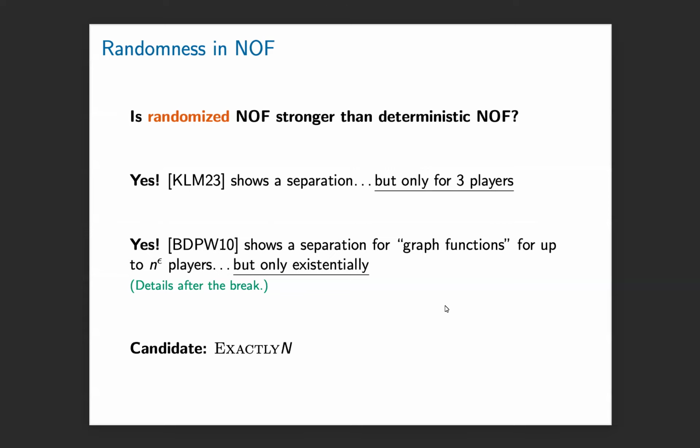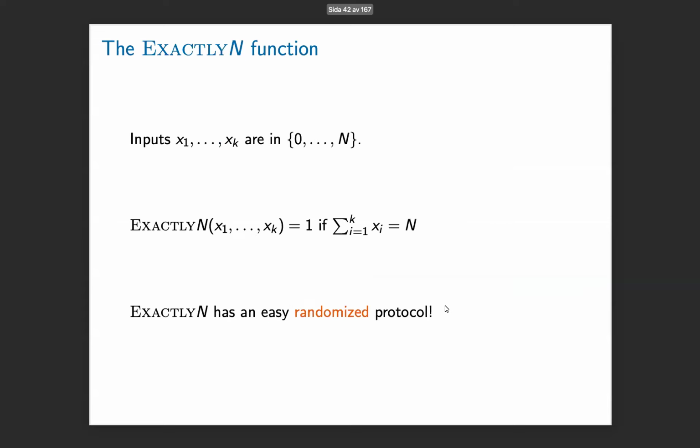So a candidate function that could be a specific function for more than 3 players showing a separation is called exactly n. In the exactly n function, we interpret our inputs as numbers between 0 and n. And exactly n evaluates to 1 if and only if the numbers sum to n. And exactly n has an easy randomized protocol.